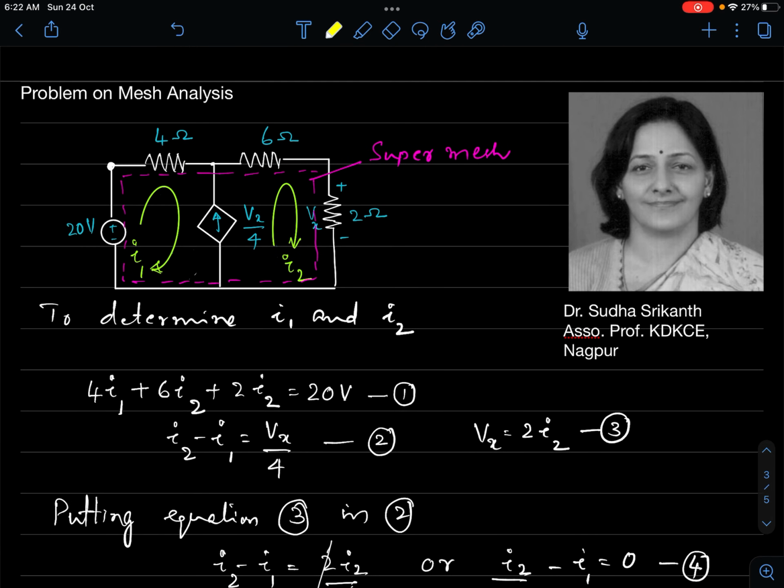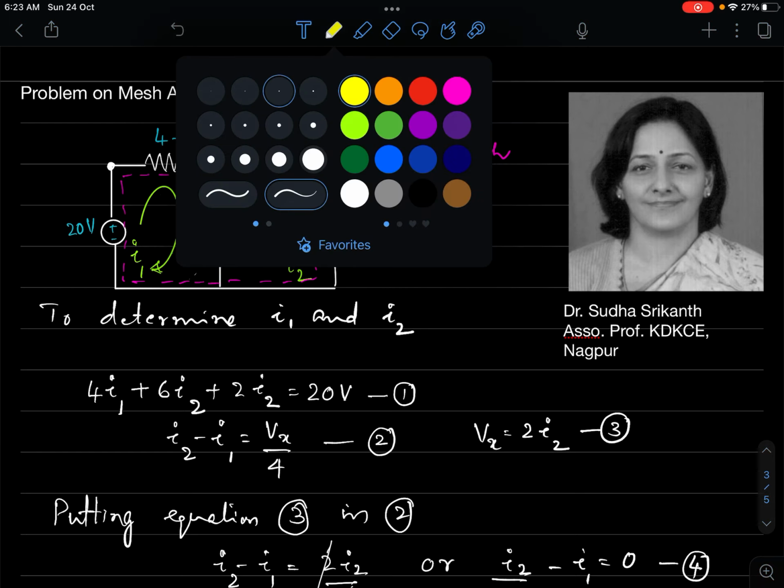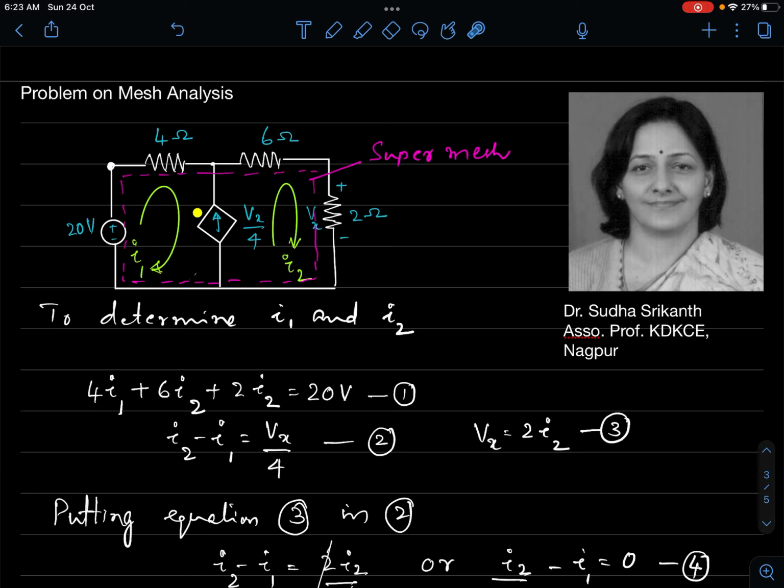So let's have a quick recap of what we have done. In this problem we could see a dependent source whose magnitude is Vx by 4. Vx is nothing but the potential difference across the 2 ohm resistor. While forming the mesh equations or loop equations, we try to avoid this current source. We try to take a loop in such a manner that this dependent source gets avoided. This particular example is convenient for that approach. So we have defined a loop in this manner.